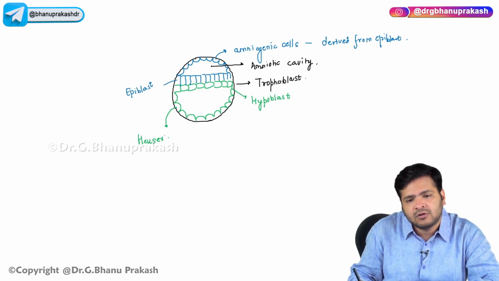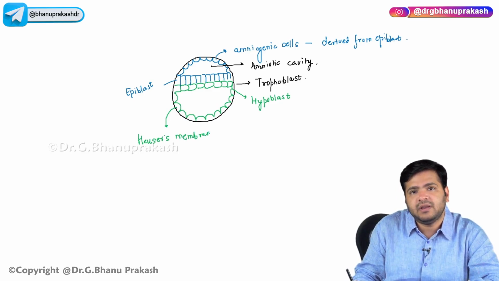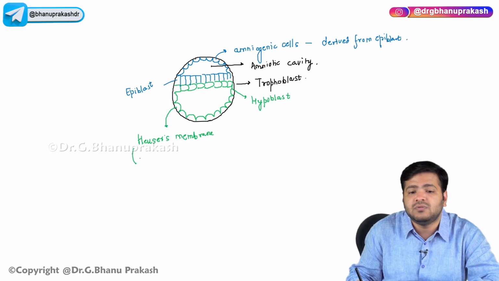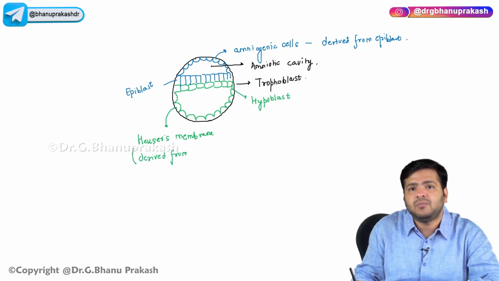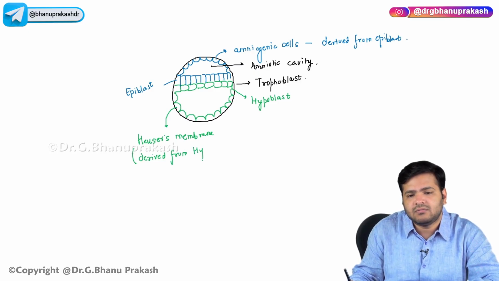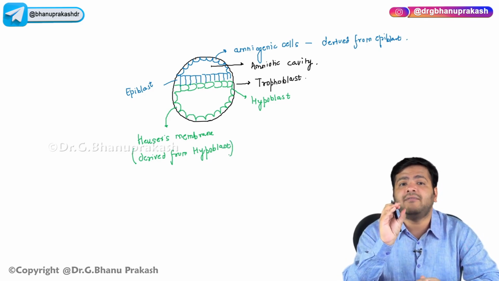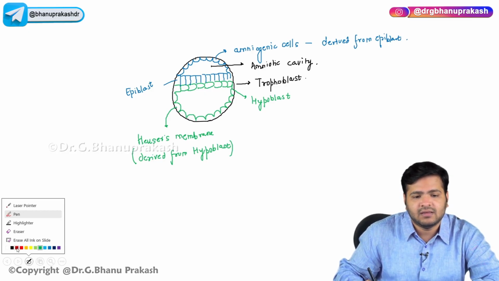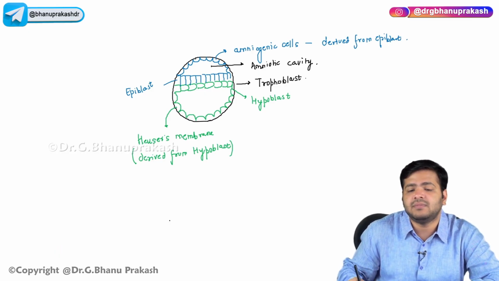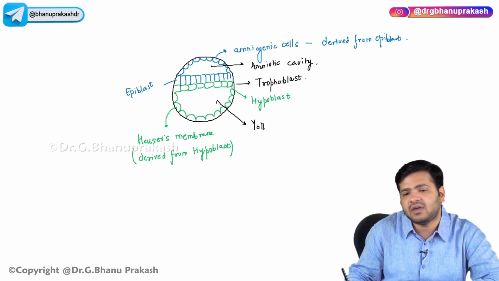Heuser's membrane, right? And if I ask you, the Heuser's membrane is derived from the hypoblastic cells, the hypoblast. Again there will be a cavity created in between, and remember this cavity is termed the yolk sac.